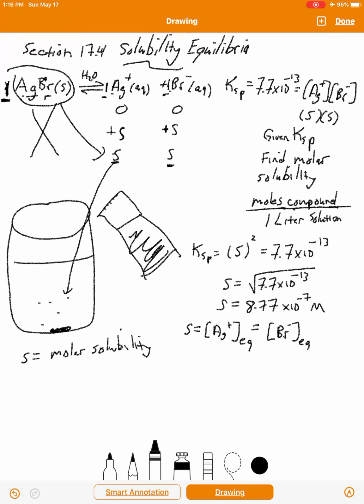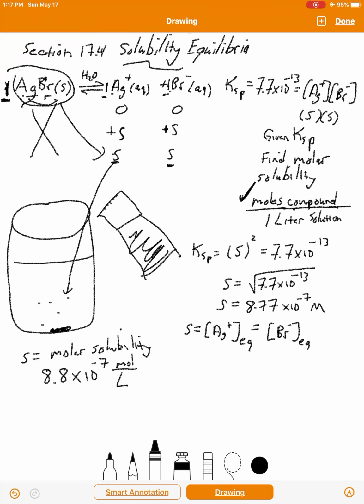And it is the moles of the compound that dissolves. So the moles of the silver bromide that dissolved per 1 liter of solution. So if I have 10 liters of solution, 10 times as many moles will dissolve. Okay? The units are moles per liter. So we would say that the molar solubility of silver bromide is 8.7, I'm going to actually round it, 8.8 times 10 to the minus 7 moles per liter. That's the molar solubility, or S.